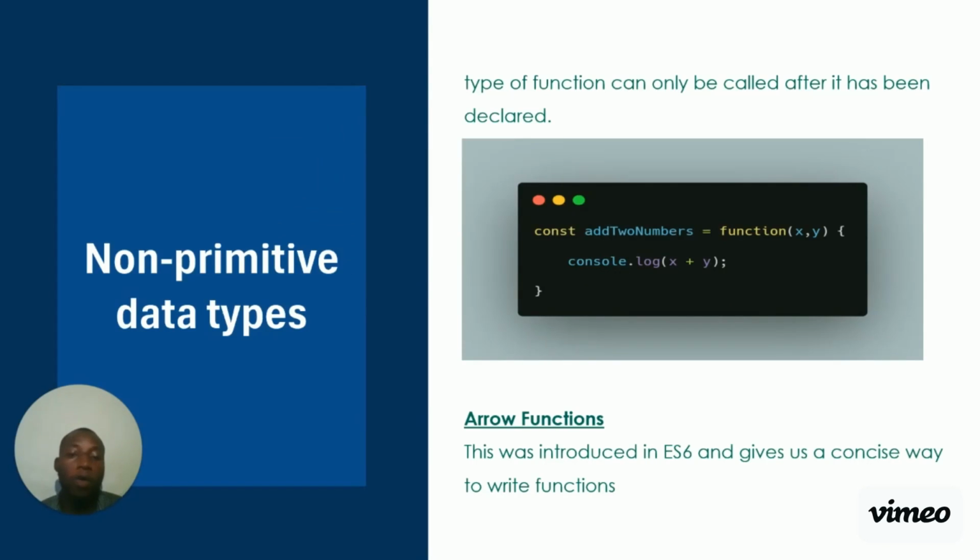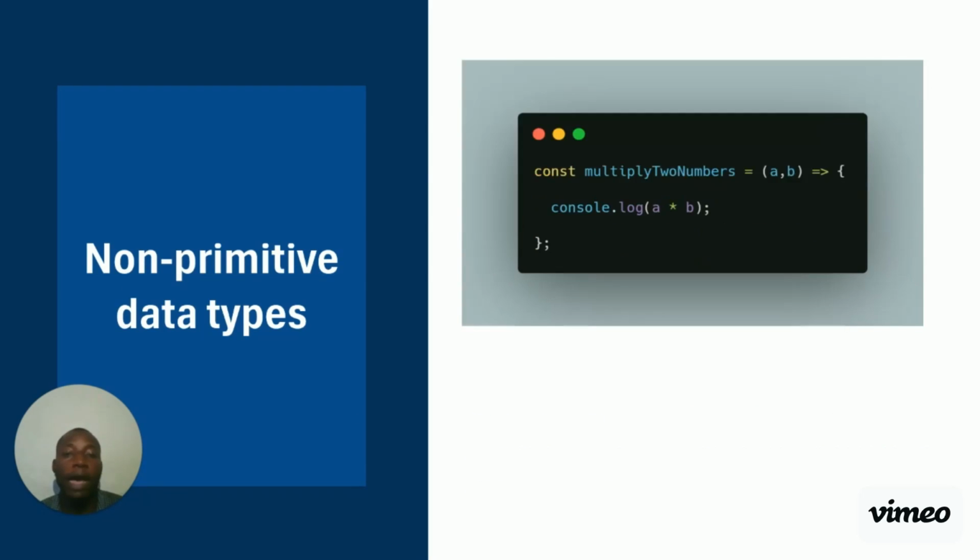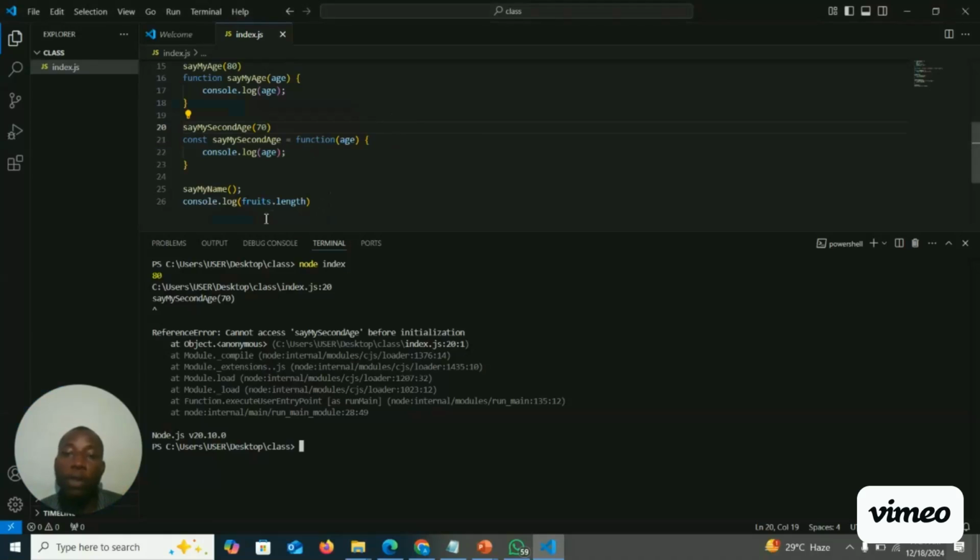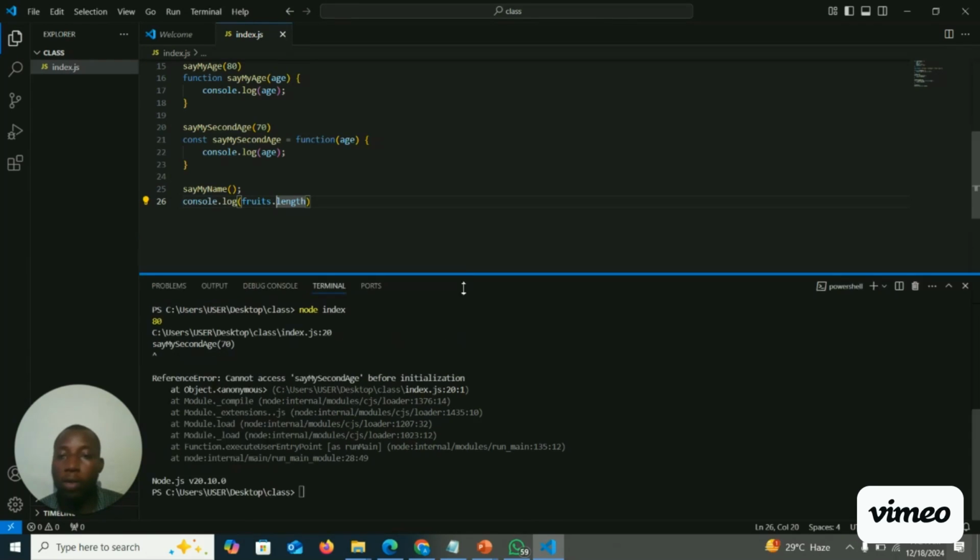So the next one is arrow function. Arrow function was introduced in ES6 and it gives us a concise way to write functions. So we have this one here, it multiplies two numbers. Arrow functions basically help us take away this function keyword completely. Let me just reduce the length of this.